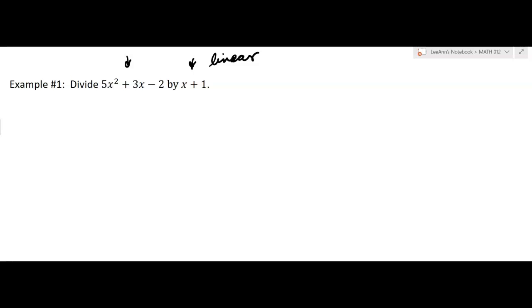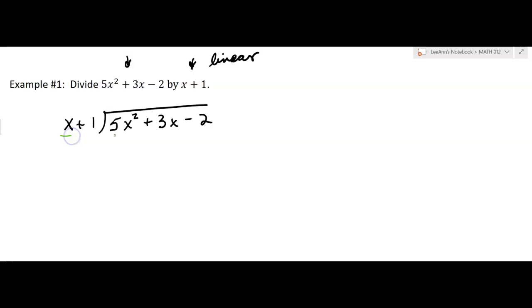But first, you have to set it up. So which one's the dividend, which one's the divisor? X plus 1 is the divisor, so that goes on the outside. And then we're dividing it into 5x squared plus 3x minus 2. So this problem's not quite as big as in the first example. I'll see if I can color coordinate a little better here.